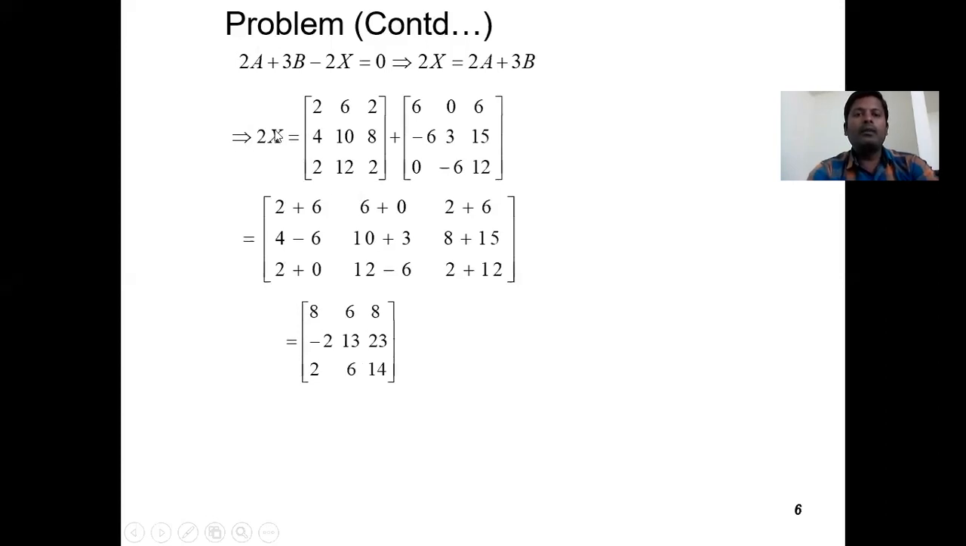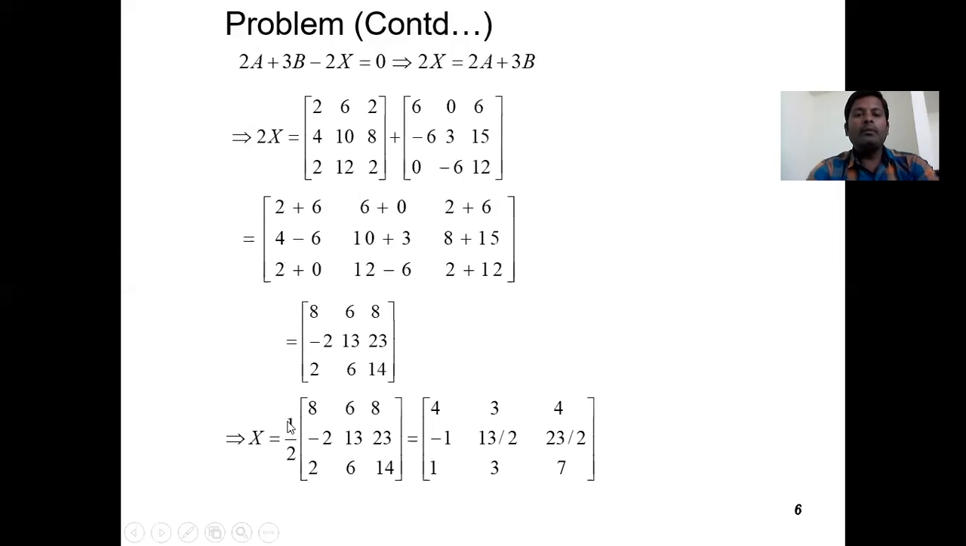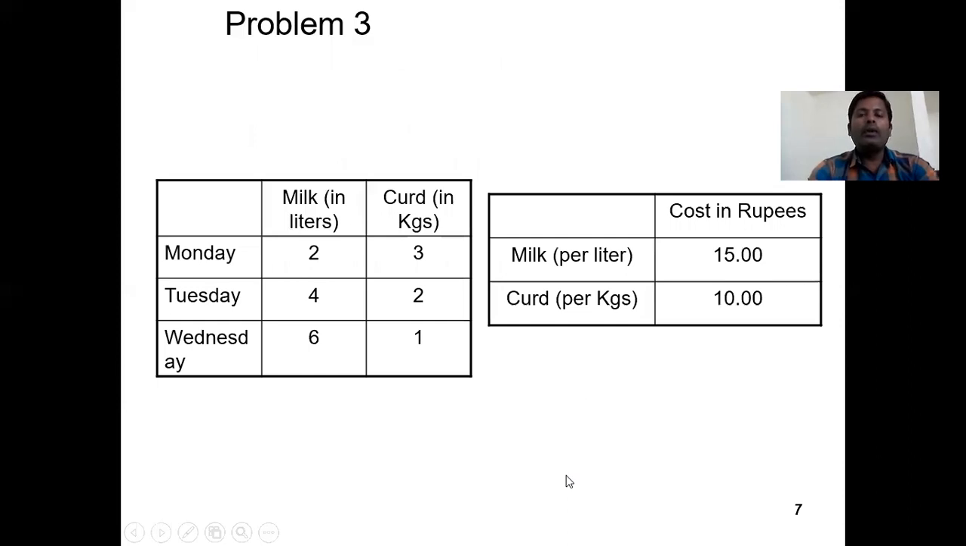Now we find the value of X only. We get 2X is equal to this matrix. Now we find X: X is equal to 1 by 2 of this matrix [8, 6, 8; -2, 13, 23; 2, 6, 14]. Each element we have to divide by 2. We get the result: 4, 3, 4, minus 1, 13 by 2, 23 by 2, 1, 3, and 7. This is the value of X.